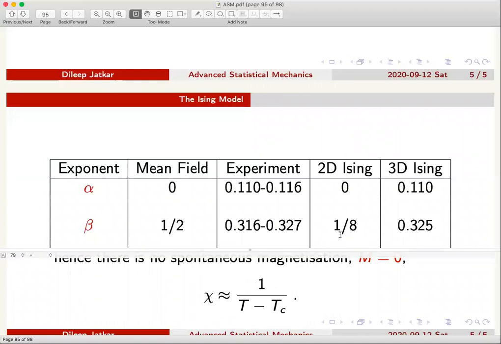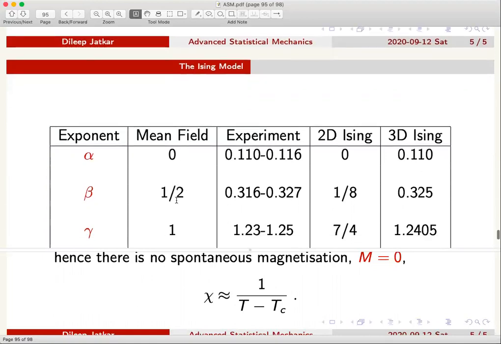And you can see that the 3D Ising model is again sitting within the range here. Whereas the 2D Ising model is 1/8, which does not agree with mean field theory at all. Fine. So far mean field theory hasn't been doing very well.